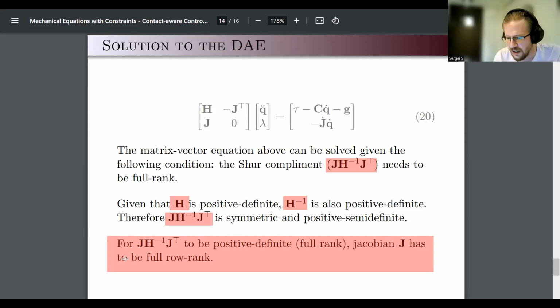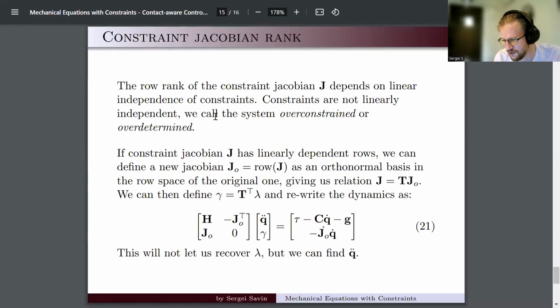So, sounds great. Now, what if J is not full row rank? That is an interesting question to ask. So the row rank of the constraint Jacobian J depends on linear independence of constraints. If constraints are linearly independent, then everything is fine. It will be full row rank. If they're not linearly independent, we call it an over-constrained or over-determined system.